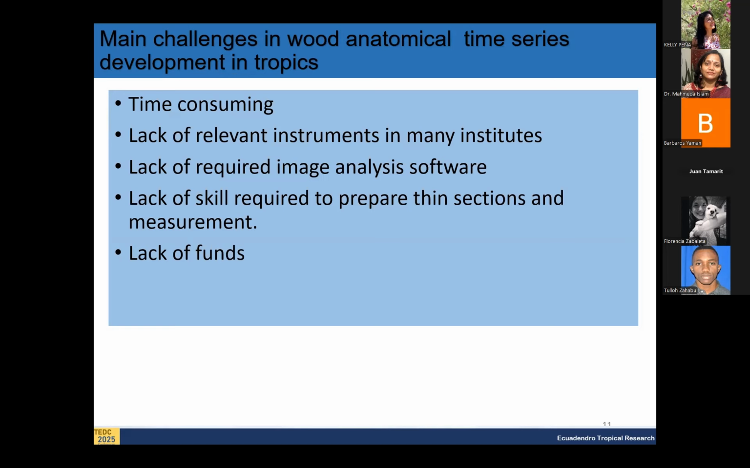There is a lack of relevant instruments in many institutions, a lack of required image analysis software, a lack of skill required to prepare the thin sections and make measurements, and a lack of funds.